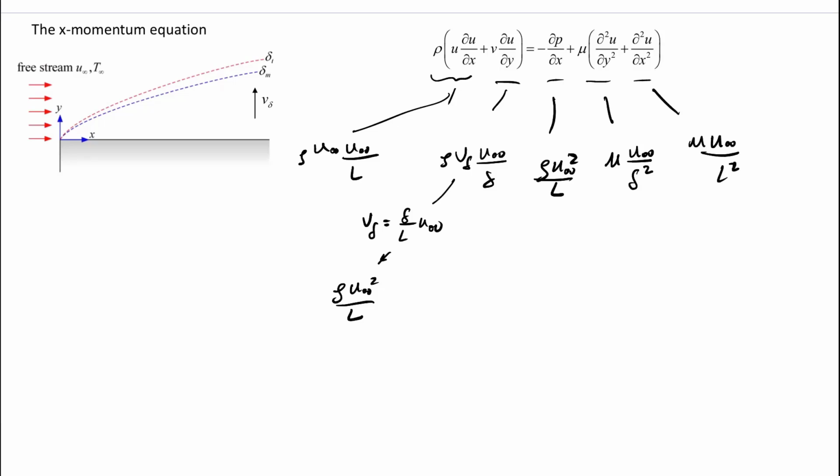Let's look at these terms. These first three all have the same magnitude. The last two are the ones in question. Let's call the magnitude of these first three 1. The value of these is about 1. So then what's the value of the last two?